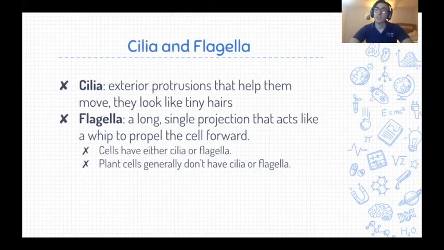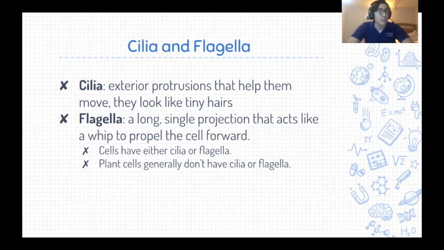Now, just how I talked about these structures being exclusive to plant cells, there's also very different structures that are exclusive to animal cells, okay? So the first of them is cilia. Cilia are these external protrusions or extensions that come out of the plasma membrane that allow the cell to move, and they look like tiny hairs pretty much all around the exterior of our animal cell.